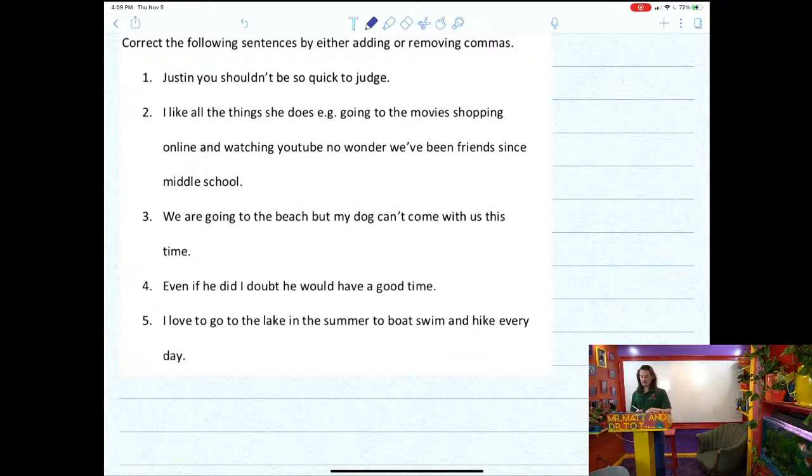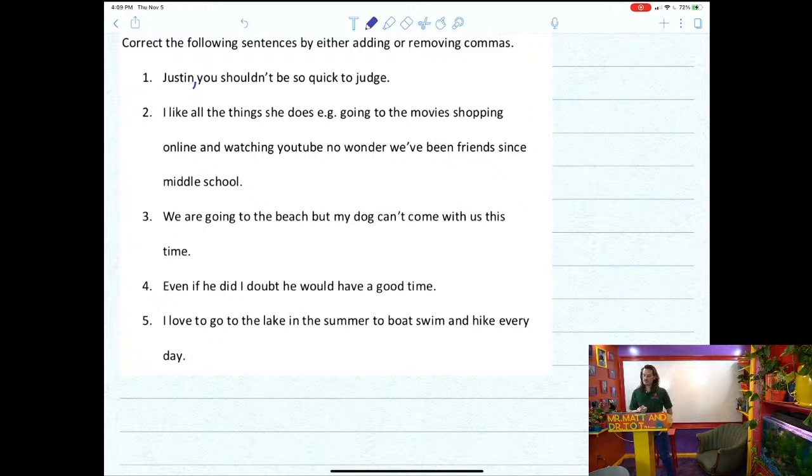Okay, so number 1: Justin, you shouldn't be so quick to judge. So we're addressing Justin by name. However, this time it's starting the sentence, so we're not going to have a comma before because it's the first word in the sentence, but we should have a comma after his name. Justin, comma, you shouldn't be so quick to judge.